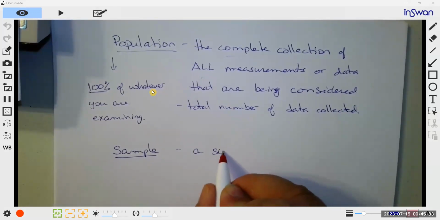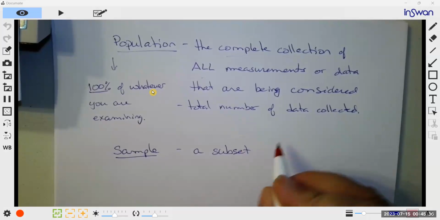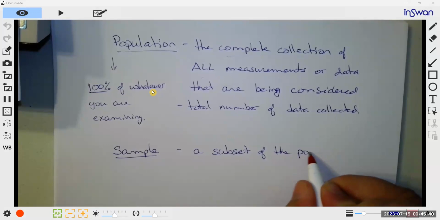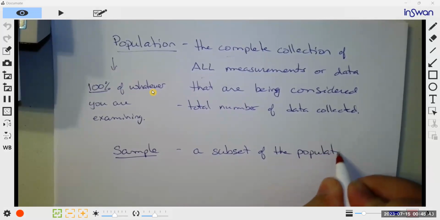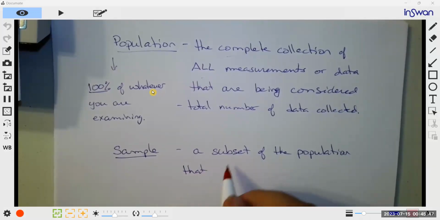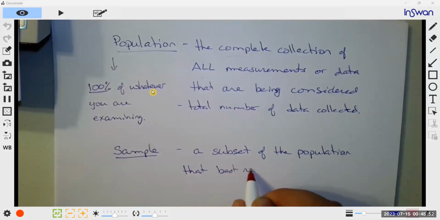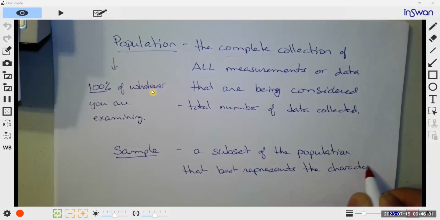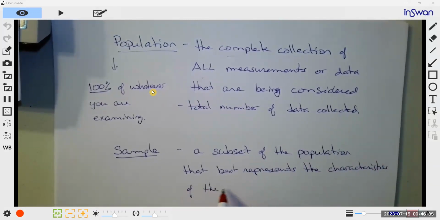a subset of the population that best represents the characteristics of the population.